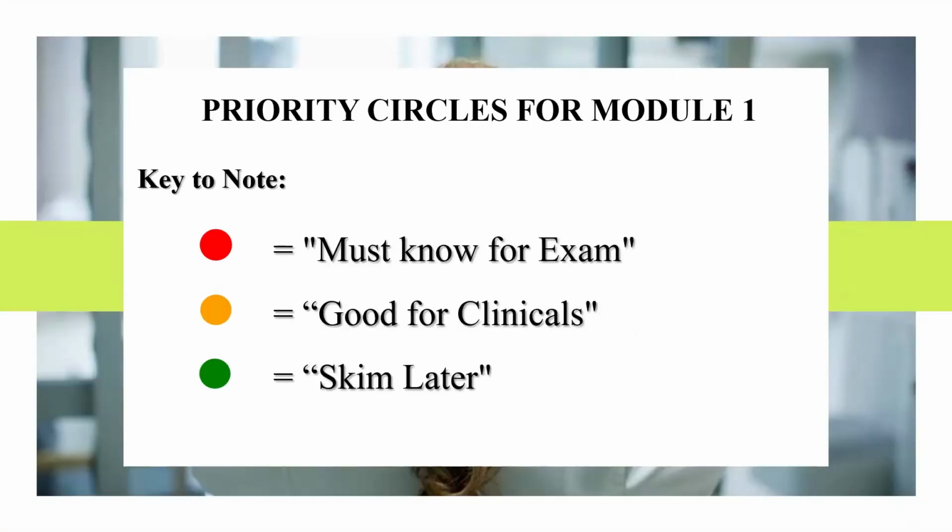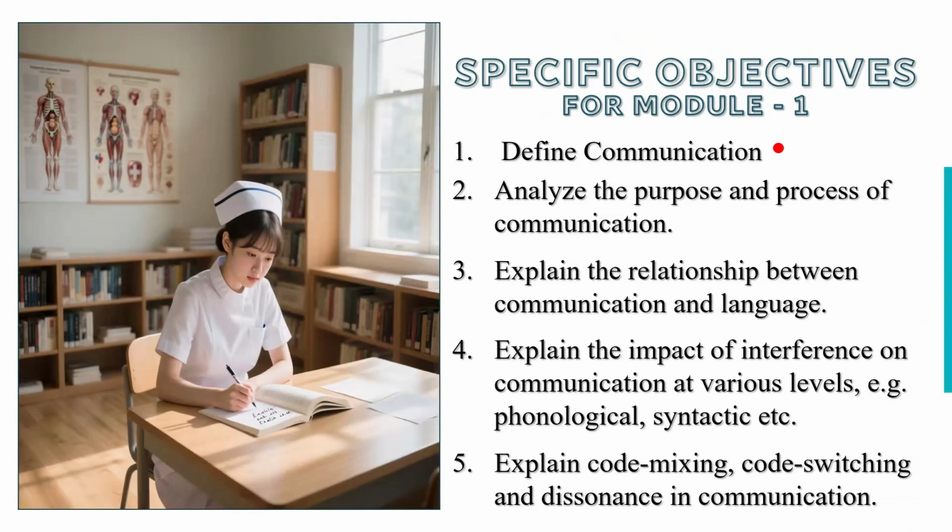As we look into the module, the priority circles are as follows. Red circle tells you that these areas are a must know for your exams. Orange circles make you understand these areas are good for clinicals, and green circles ask you to skim through this video at later times. These are the specific objectives for module 1.